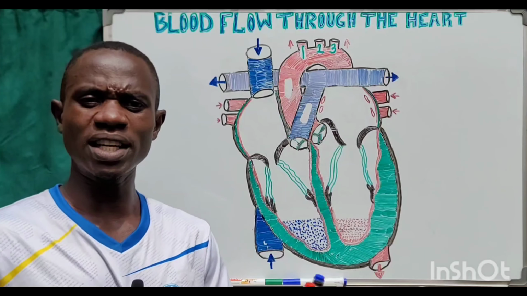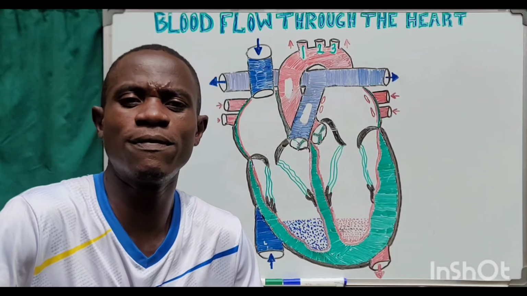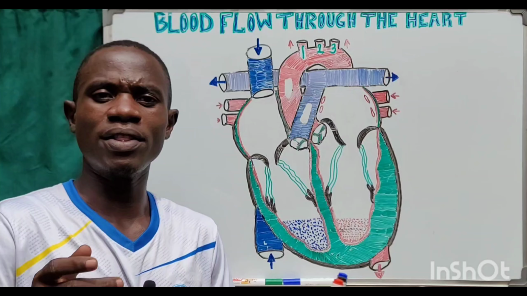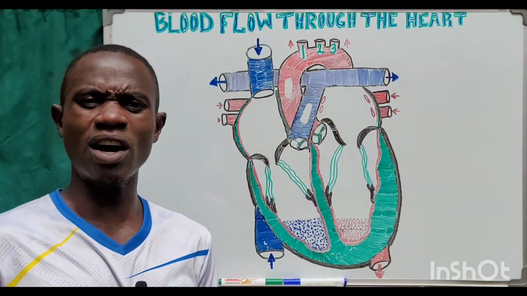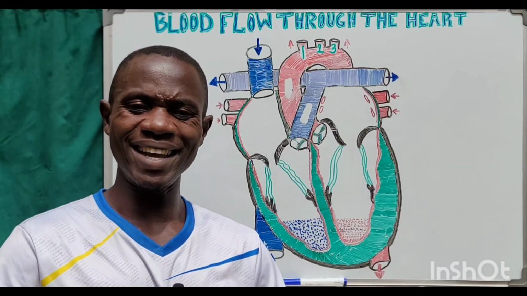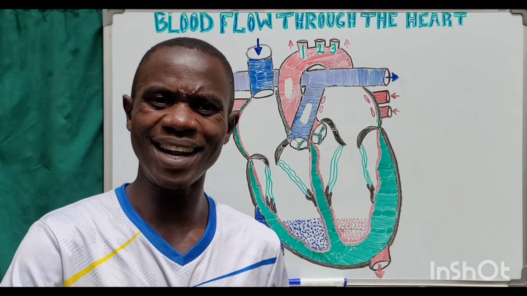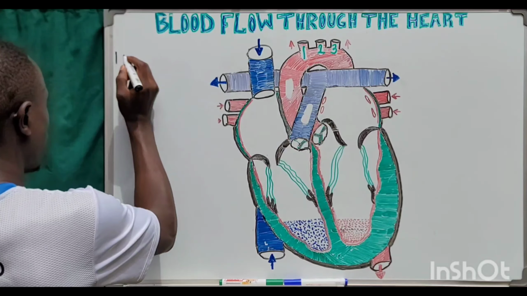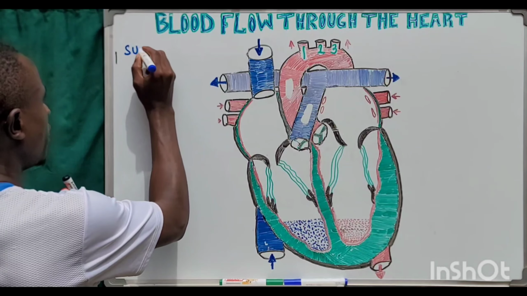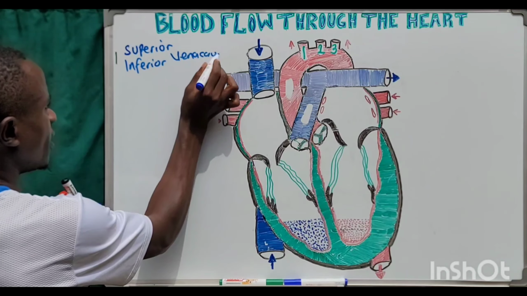The question is, what are the great vessels that collect the deoxygenated blood and forward it into the right atrium? That is the superior and then the inferior vena cava. So our first step is that all deoxygenated blood enters the heart through the superior and then the inferior vena cava. That is step number one: blood coming from the superior and inferior vena cava.